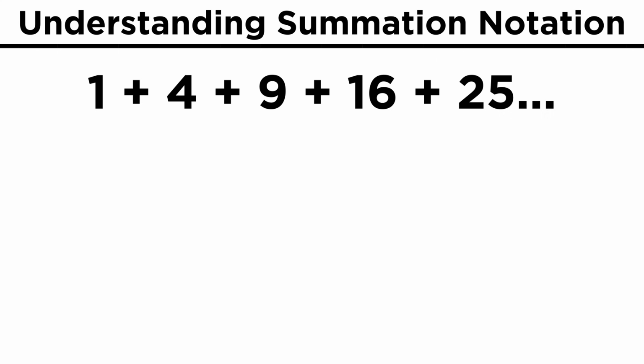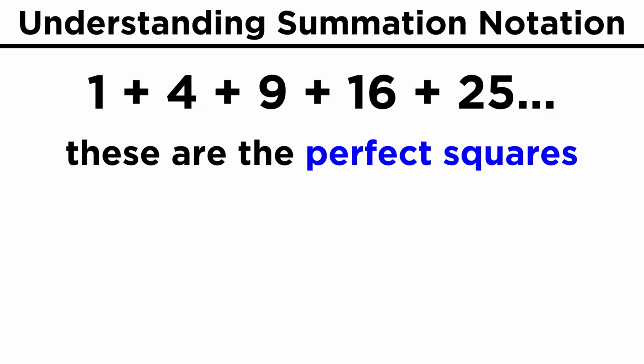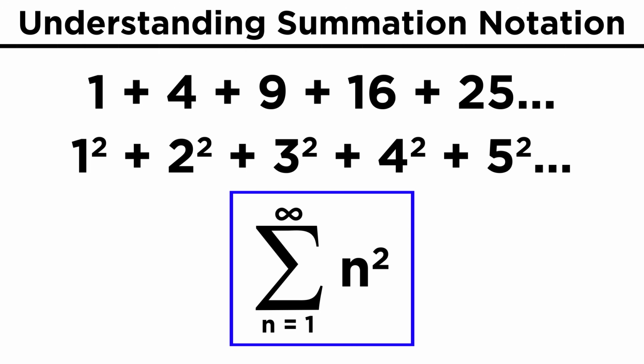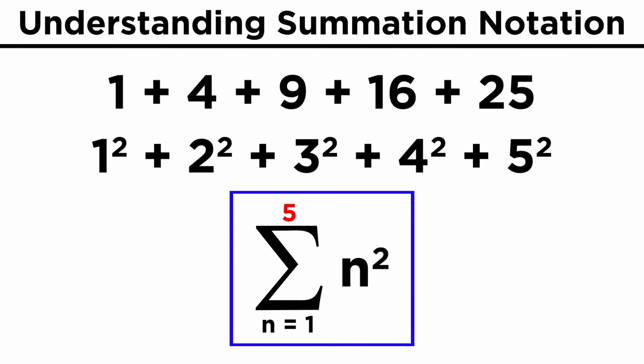What is this? Well, it's the list of perfect squares. We could rewrite this as 1 squared, 2 squared, and so on. That means we could write this as the sum of n squared from 1 to infinity. We could also truncate it at any particular term, like after the fifth one, and then make the upper limit 5.